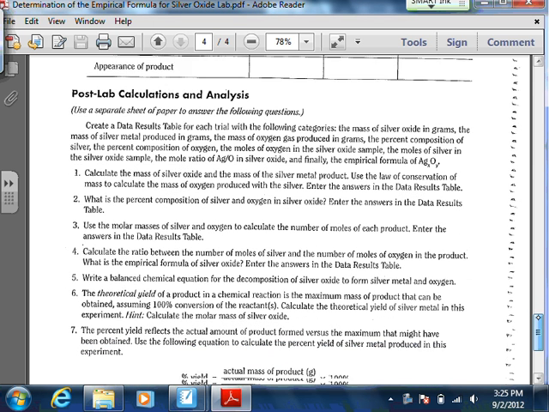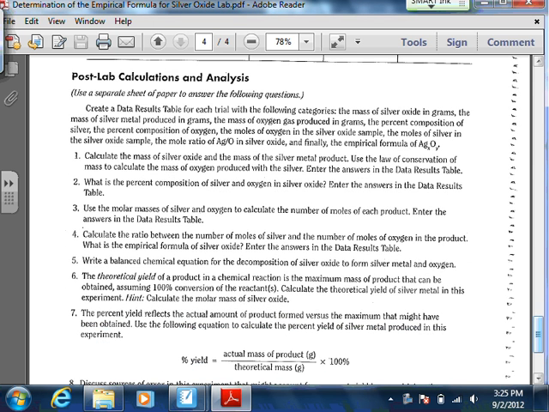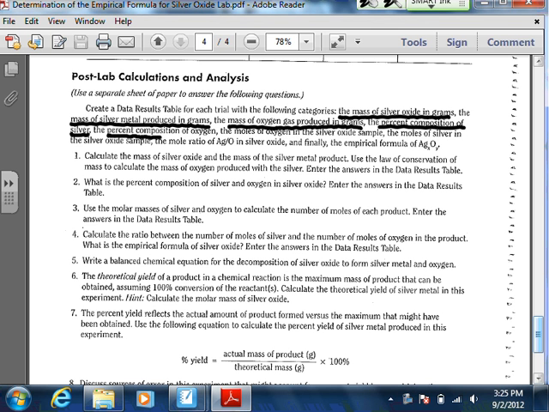Okay, so the post-lab says create a data results table for each trial, and then it tells you what categories to put in there. So you need to make sure that you do this, okay? You're going to have an extra table this time. The mass of silver oxide in grams, the mass of the silver metal produced in grams, mass of oxygen gas produced in grams, percent composition of the silver, percent composition of the oxygen, the moles of oxygen, moles of silver, mole ratio, and the empirical formula. Okay, all of those things need to be in there.